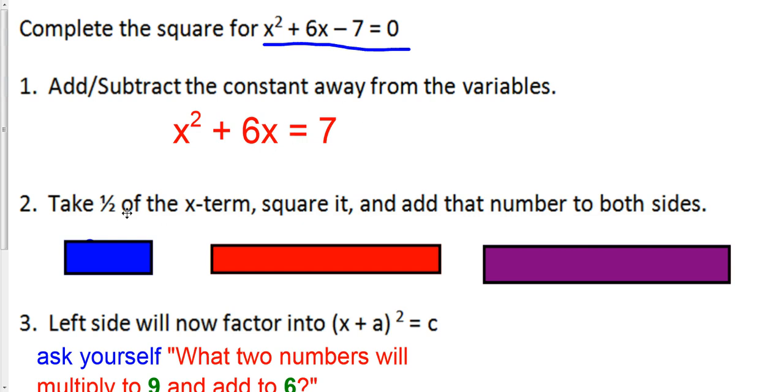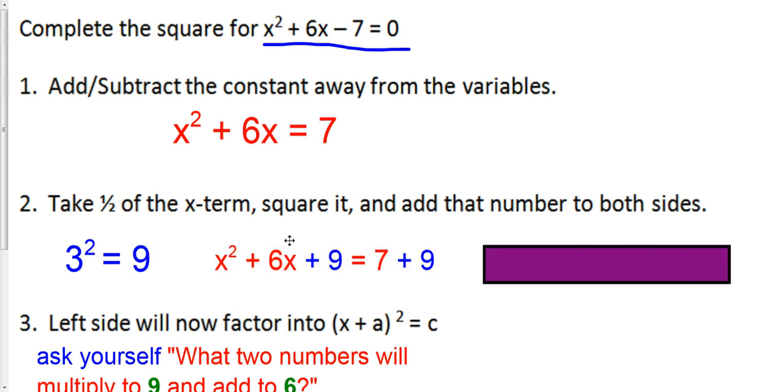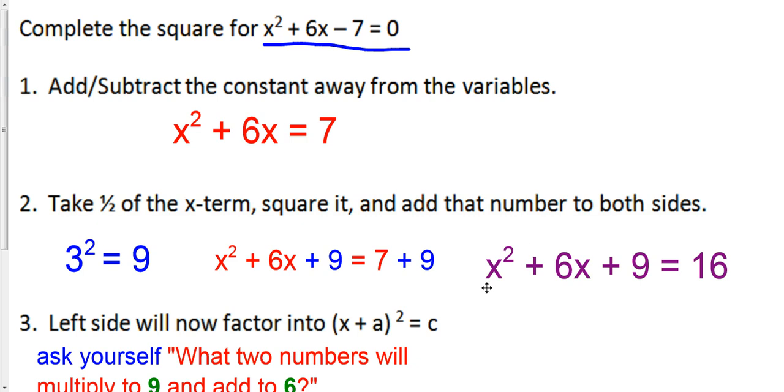Now we need to take half of the x term, square it, and add that number to both sides. Our x term is 6x, or 6. Half of 6 is 3. 3 squared is 9. So we're going to add 9 to both sides. It would look like this: x squared plus 6x plus 9 equals 7 plus 9. We added 9 to both sides. Simplifying that, combining our like terms, we get x squared plus 6x plus 9 equals 16, because 7 plus 9 equals 16.